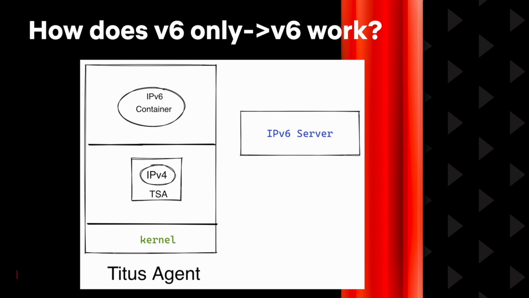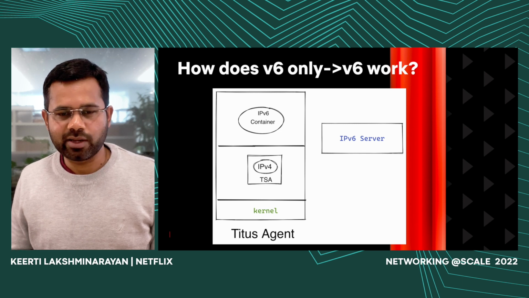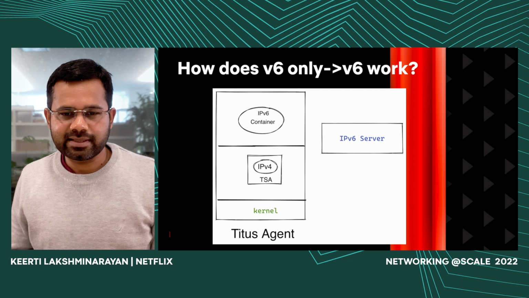Over the next few slides, we will see the interaction between a client and server in various combinations of IPv4 and IPv6. In this instance, we have an IPv6 client that is a container, and it's trying to initiate a connection to an IPv6 server. So TSA is already running in the system, and it's meant to intercept every network system call. Now, there is an IPv4 bubble that you see within TSA, and that's because when the Titus agent starts up, it creates a separate network namespace with an IPv4 address in it.